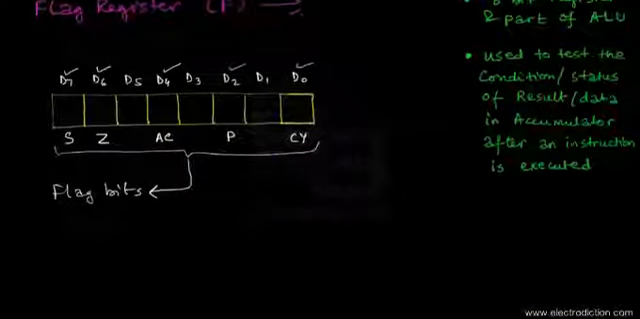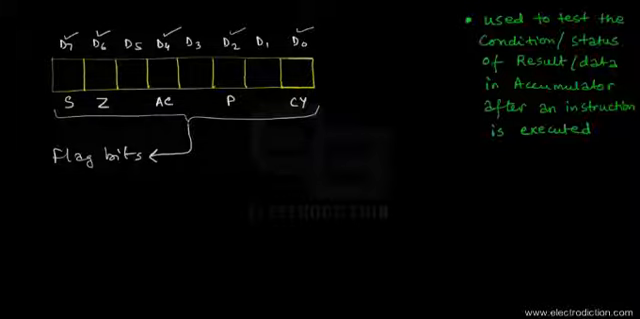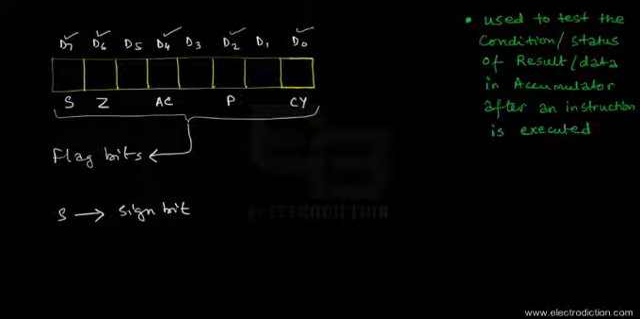Let's start with bit D7, which is referred to as S. Now S stands for sign bit. This bit gets set to logic 1 if the D7th bit of the result in the accumulator is also logic 1. So if we summarize it over here, if the D7th bit of the result in the accumulator equals 1, then the sign bit is also equal to 1.